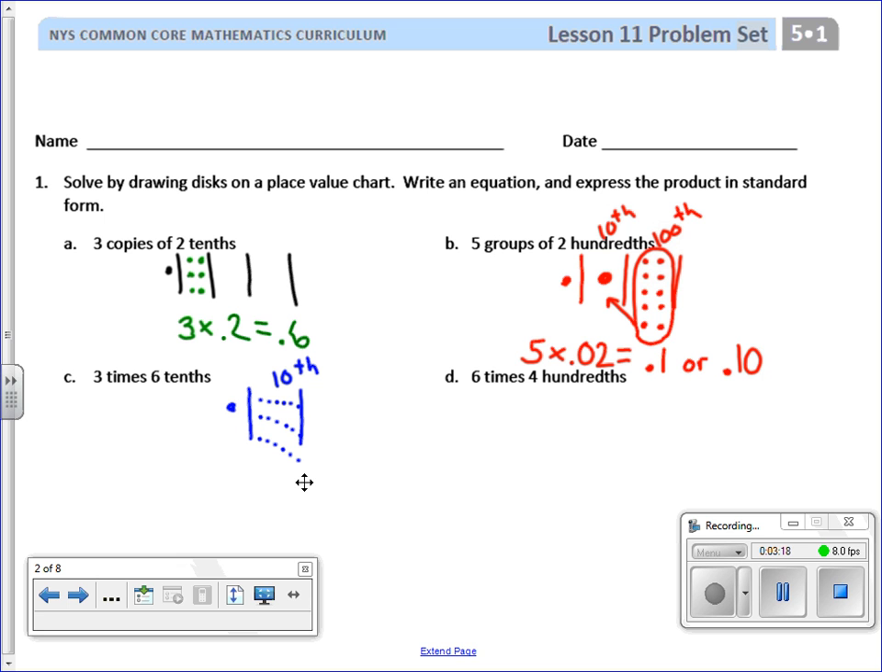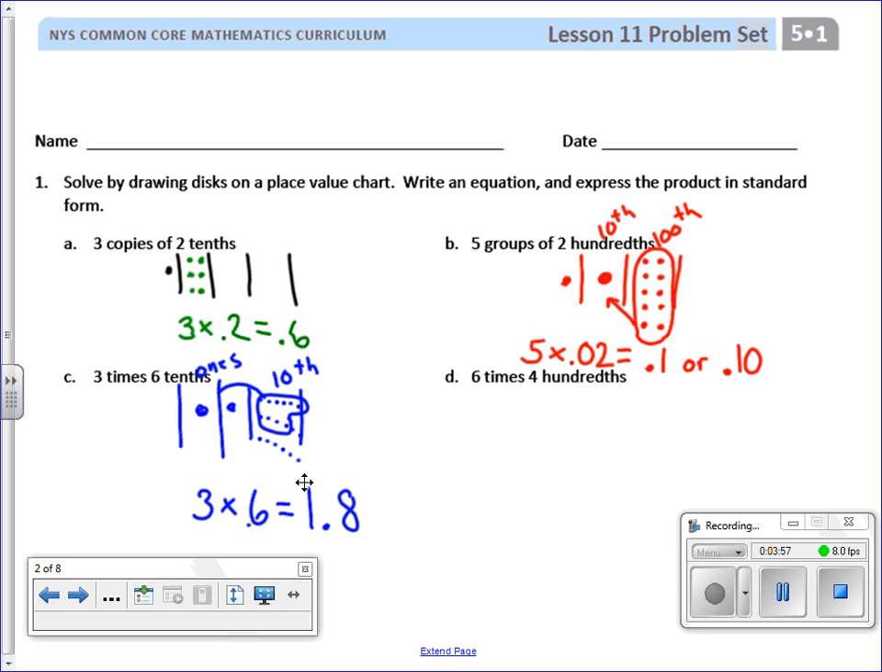So if we circle 10 of them, that makes 1 disc over in the ones place. And then we've got left 1, 2, 3, 4, 5, 6, 7, 8. So we can't move any more. So if we did 3 times 6 tenths, that's going to equal 1 whole and 8 tenths.